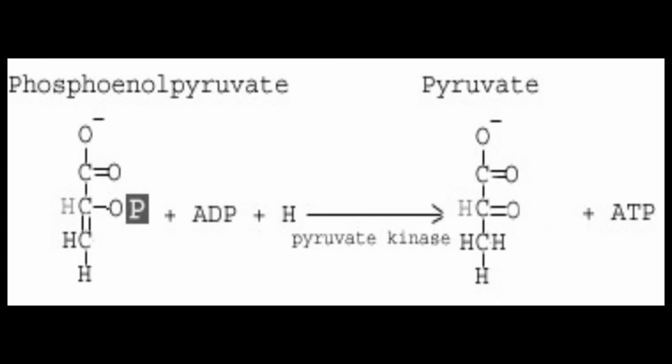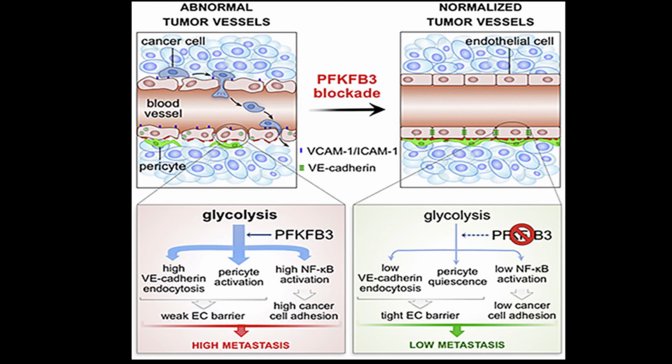Pyruvate kinase is the third irreversible step in glycolysis. This enzyme controls the efflux, or output, of products of glycolysis, pyruvate and ATP. High levels of ATP will allosterically inhibit pyruvate kinase. The product of PFK, fructose-1,6-bisphosphate, activates pyruvate kinase, promoting its activity to deal with the incoming substrates for the enzyme.